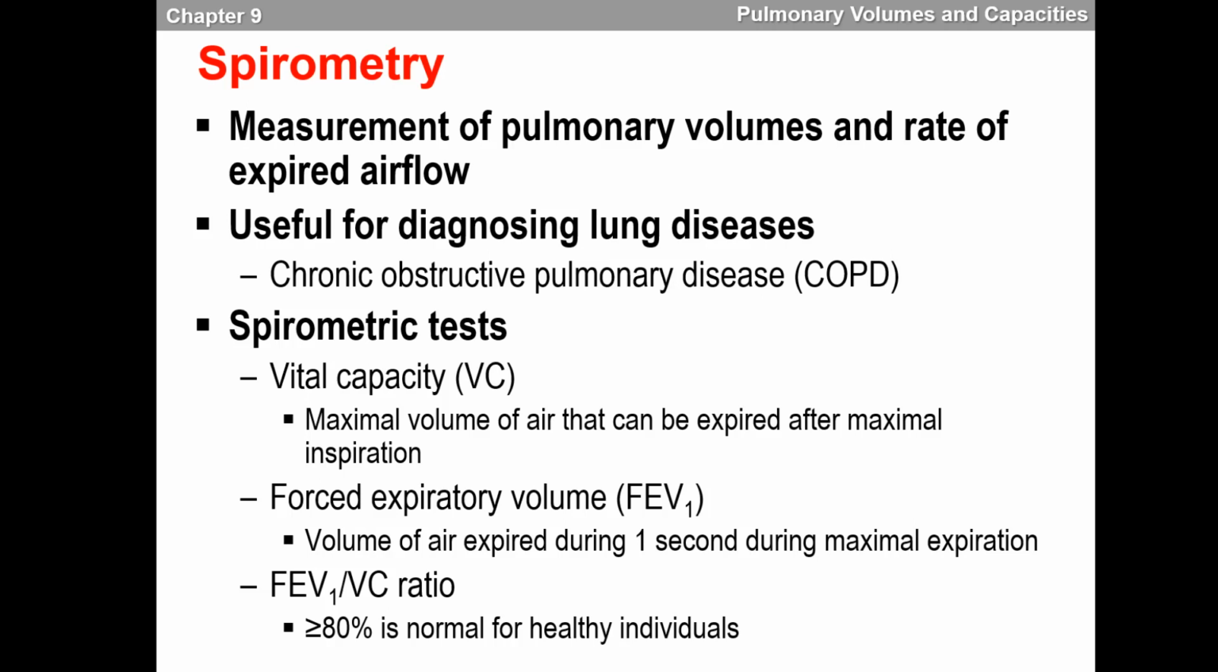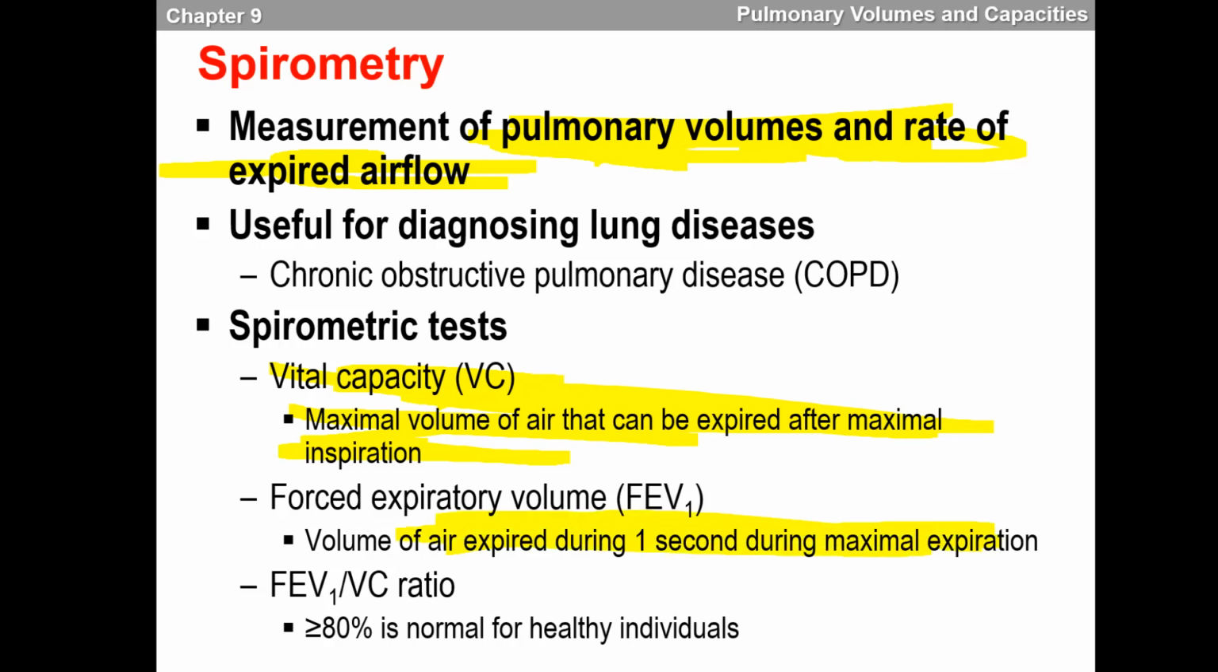Right, spirometry, right? This is how we measure the volumes and the rate of expired air flow, like tidal volume and all those things. Vital capacity is the max amount of air that you can expire after normal inspiration. FEV1 is the amount that we expire in 1 second. So once you get how much of your total vital capacity you can expire in 1 second, that gives you the FEV1 over VC ratio. Somebody with greater than 80% is normal. Somebody with less than that usually has some sort of respiratory disease, usually COPD.